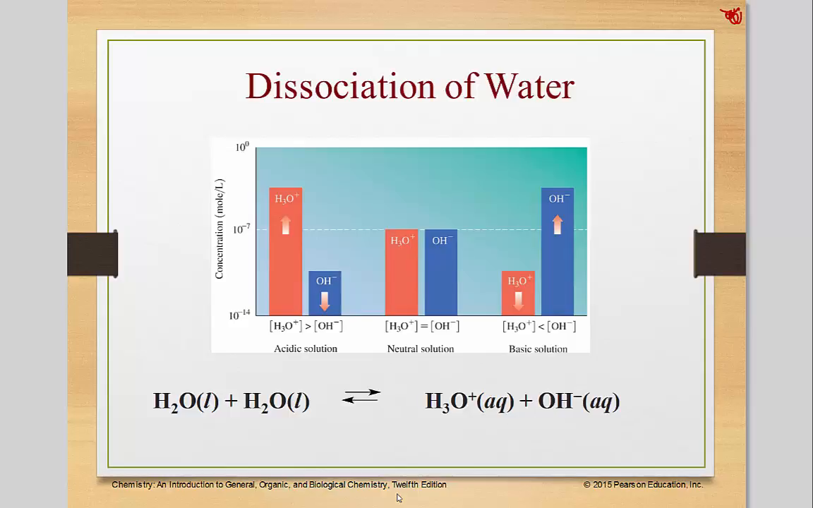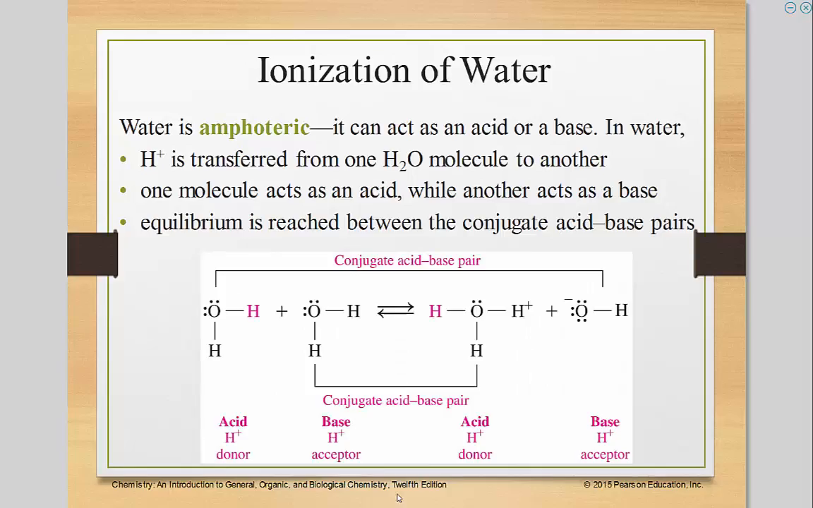In this tutorial, we will be discussing the dissociation of water. Additionally, how to calculate the concentration of the hydrogen, the H3O plus ion, and the hydroxide ion. Water is amphoteric, which means it can be both an acid or a base.